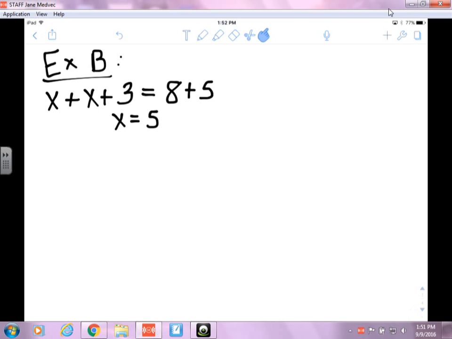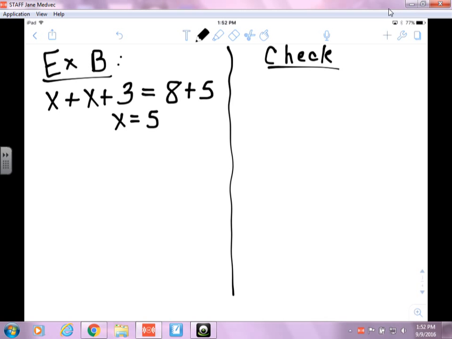Okay? Now what I want you to do is take a line and put it kind of in the middle of your paper. And on the other side, I want you to write check. And I want you to underline it. This is where hands-on equations stops being elementary ed and starts being high school math.